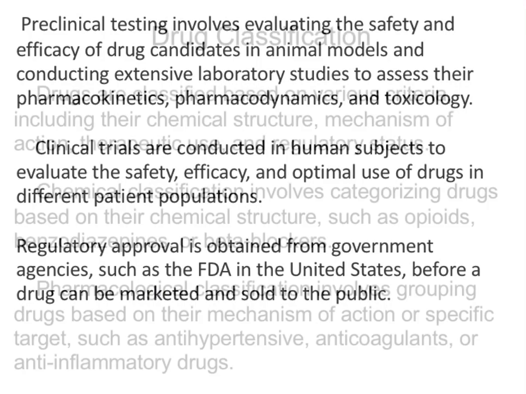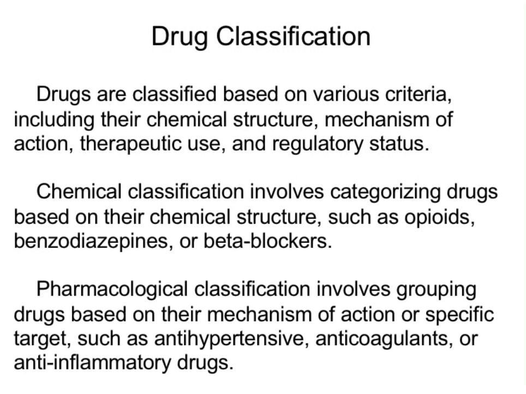Drug classifications are based on various criteria including their chemical structure, mechanism of action, therapeutic use, and regulatory status. Chemical classification involves categorizing drugs based on their chemical structures such as opioids, benzodiazepines, or beta blockers. Pharmacological classification involves grouping drugs based on their mechanism of action or specific target such as antihypertensives, anticoagulants, or anti-inflammatory drugs.